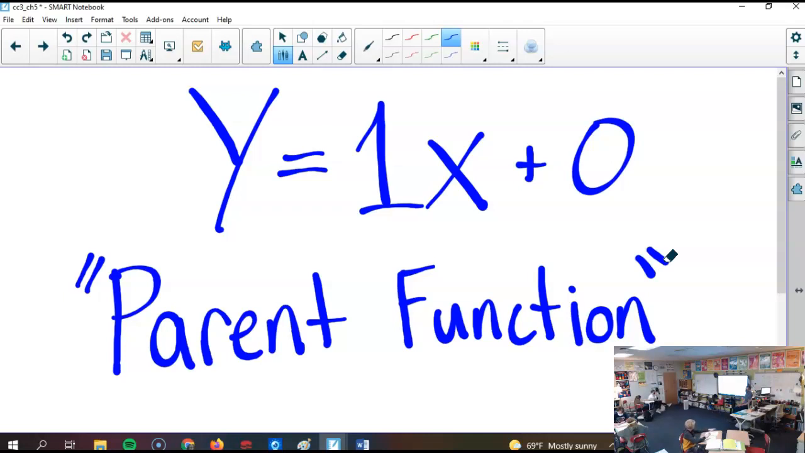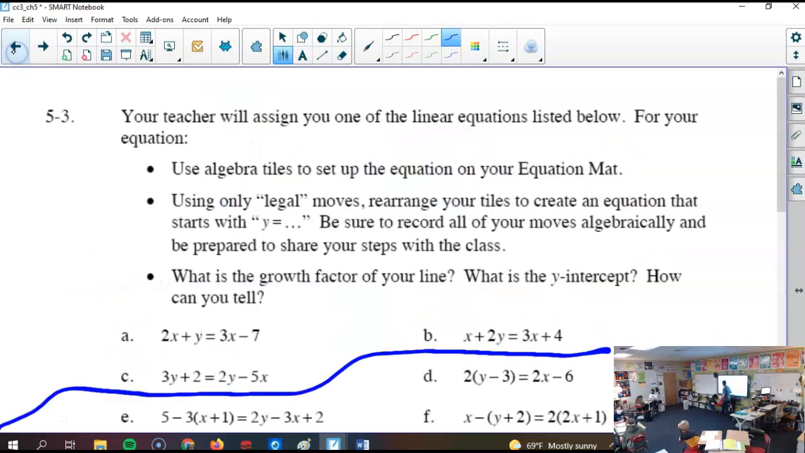Alright, now again, please don't be too immature. The parent function gives birth to all other functions. Seriously, that's why we call it the parent function. Every other function that is a line starts with this: y equals x. And then we mess with it, right? Times blah, blah, blah, minus what?